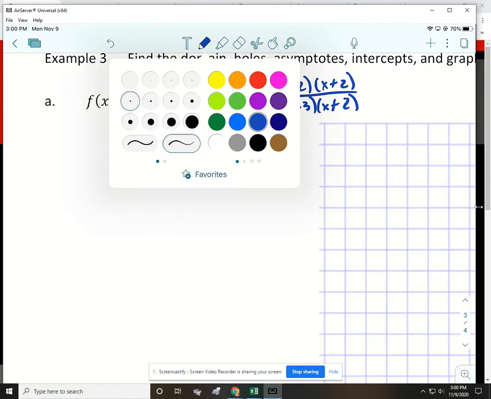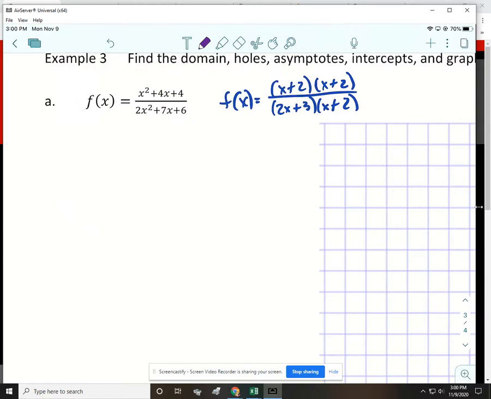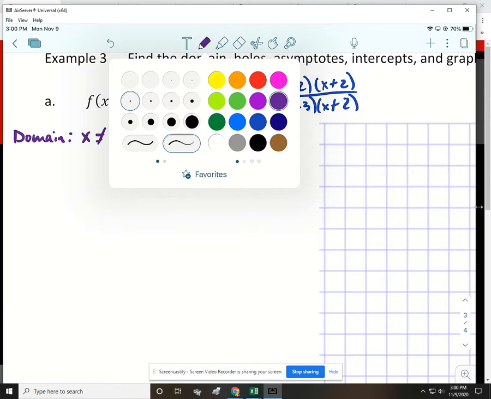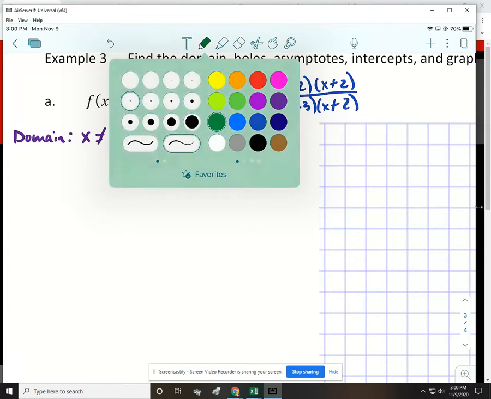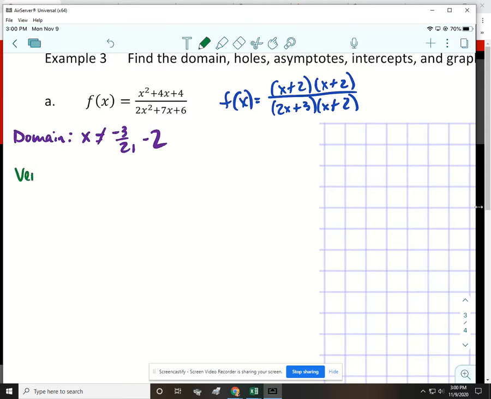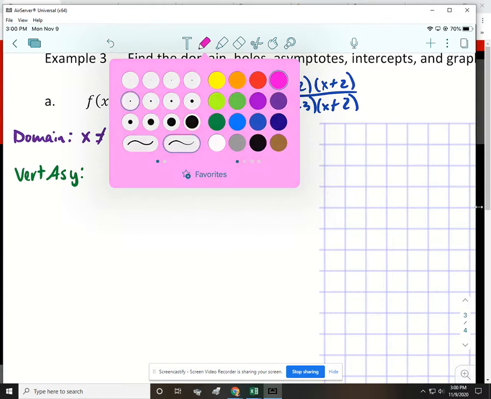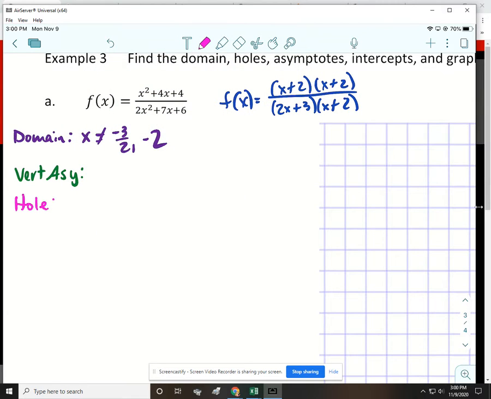And when we find the domain, we do it before we cancel, before we box anything. We just look at our denominator. Anything that would make those factors 0 is not in the domain. So there's two things x cannot equal. What that means is that they make the function undefined. And when the function is undefined, it either has a vertical asymptote or it has a hole at that value. Okay, so I'm going to box off what they have in common.